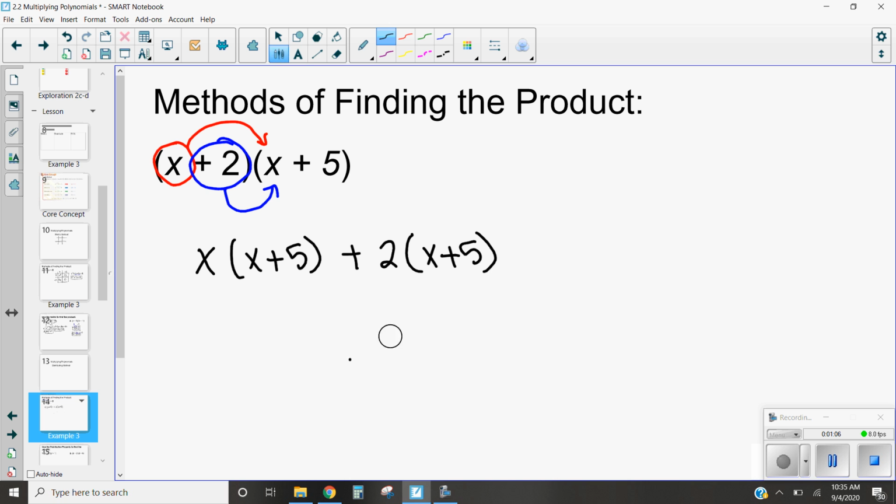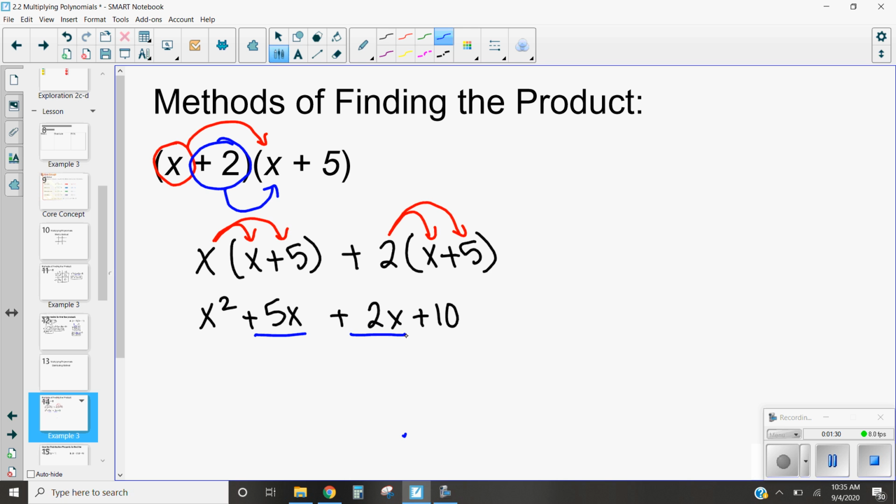Now, since middle school, we've learned how to distribute things like this. So that's what I'm going to do. I'm going to distribute it to both of these components here. So as I distribute it, I get an x squared plus a 5x plus 2x plus 10. And then now that I have this whole thing written there, I will find those like terms, my 5x and my 2x, and I will combine them. So then I end up getting x squared plus 7x plus 10.